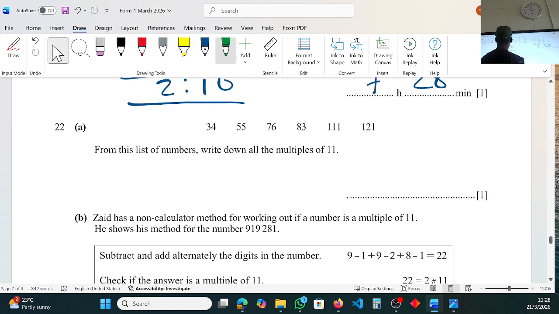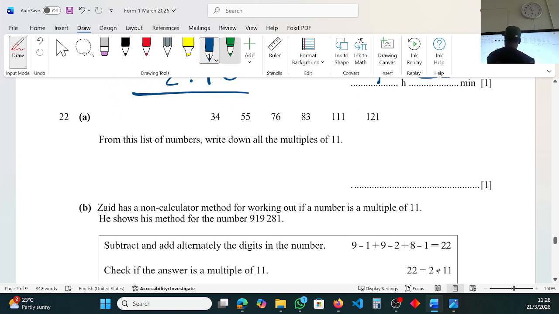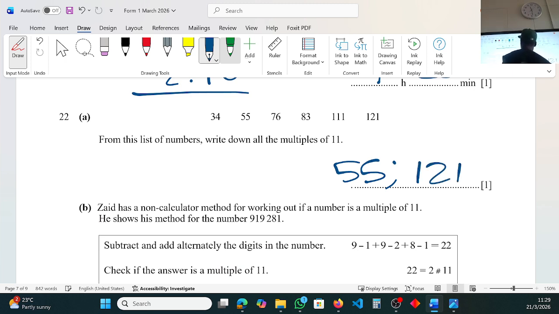Right, we're given a list of numbers again, and let's check what's required. Write down all the multiples of 11. Normally before 100, you will see a repetition of digits. So for instance, in this case, we can see 55 is a multiple. Then when we come to 11 squared, that's 121. Looks like that's all we have for the factors.